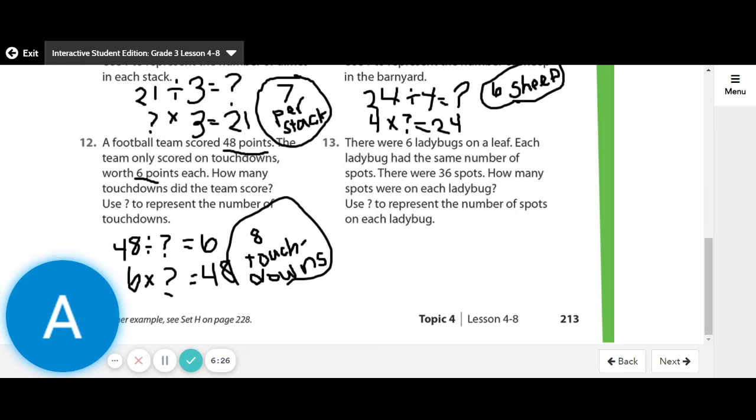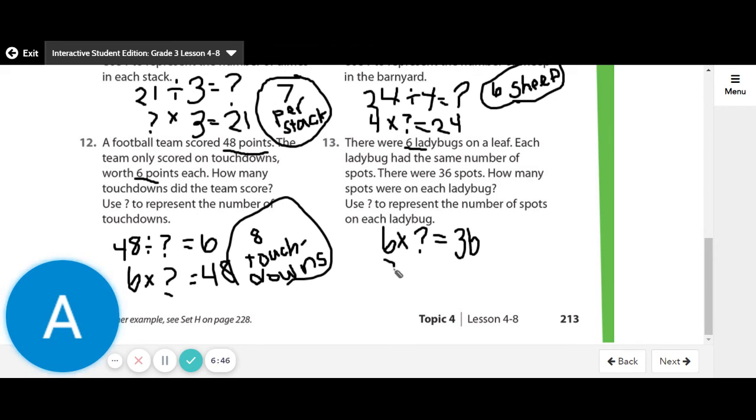Let's look at number 13. There were 6 ladybugs on a leaf. Each ladybug has the same number of spots. There were 36 spots. How many spots were on each ladybug? So we can think about 6 times something equals 36.